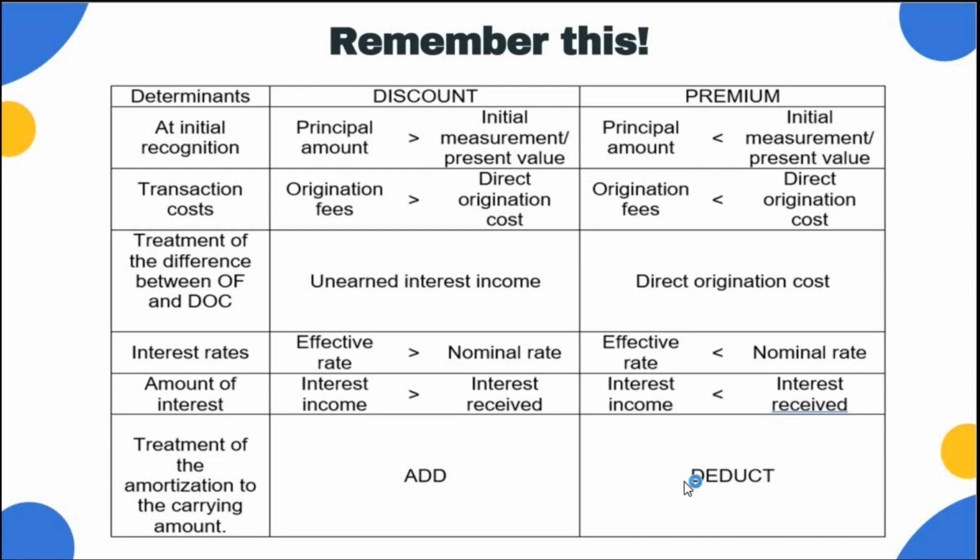Para again, the objective is yung carrying amount natin per record at the end of the maturity of the loan will tally to the principal maturity. So that's it for the measurement of your loans receivable. So let's proceed now to impairment.